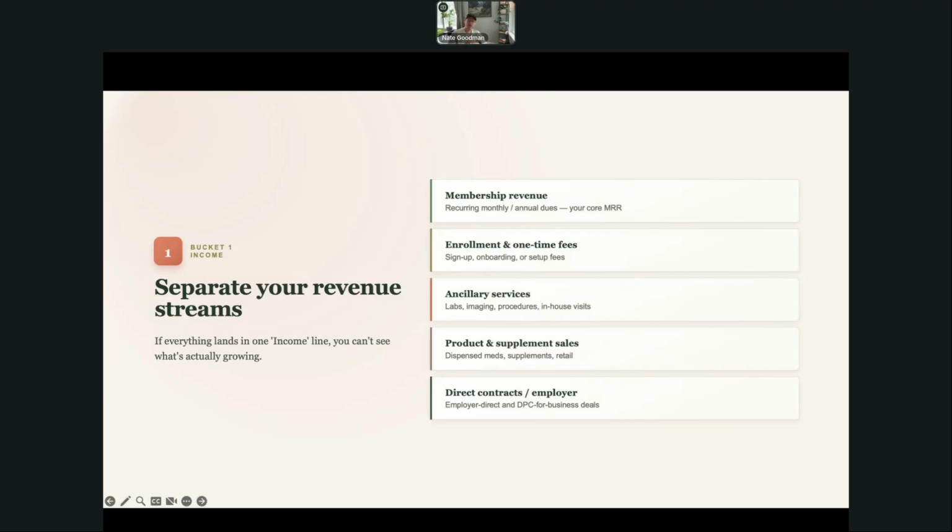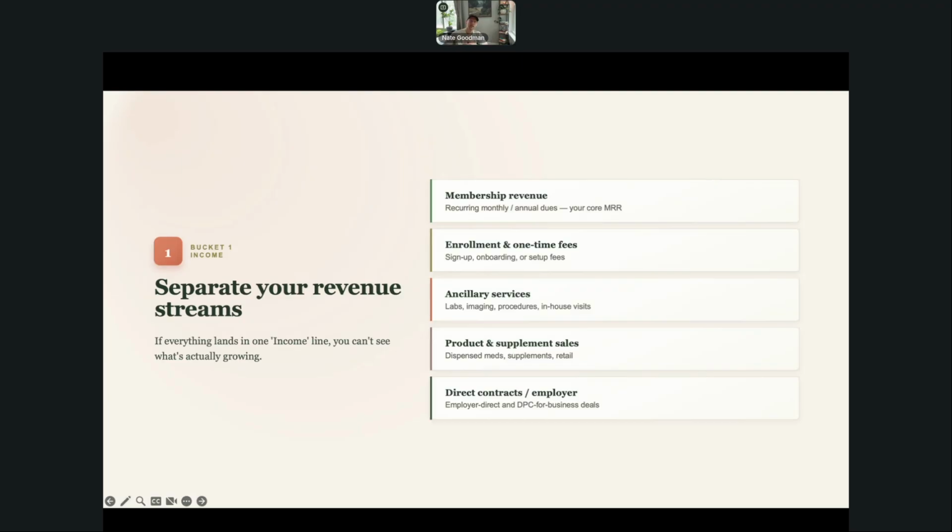Then we have products and supplement sales. So we do have a lot of people that will partner with various supplement groups. There's Thorne, and there are a couple other groups that you can partner with to give discounted supplements to your patients. And so you'll sell those or get some sort of benefit from that, either a kickback or you might just try to do it at cost. We want to track that separately to know what we're spending and what we're making off of products and supplements.